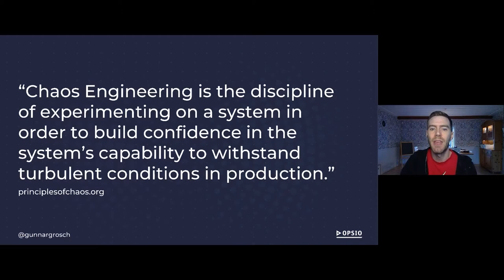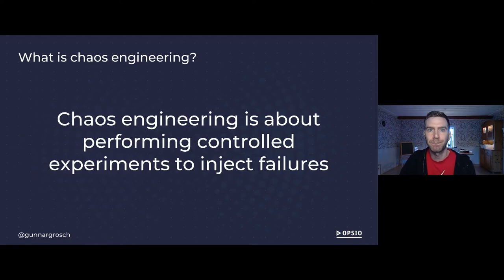So let's break that down a bit. Chaos engineering is about performing controlled experiments to inject failure. Doing experiments makes it sound quite scientific, and to be honest, it is. We create controlled experiments and we measure the results. Some compare it to a vaccine in that we inject failure into a system to make it stronger. And talking about it as a vaccine these days is really something that resonates.